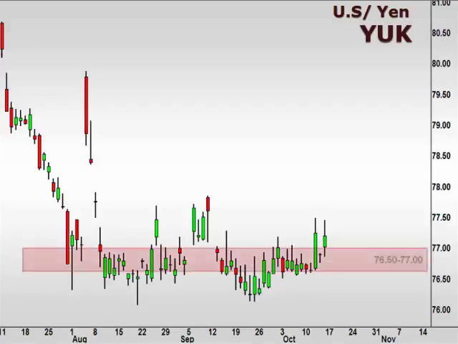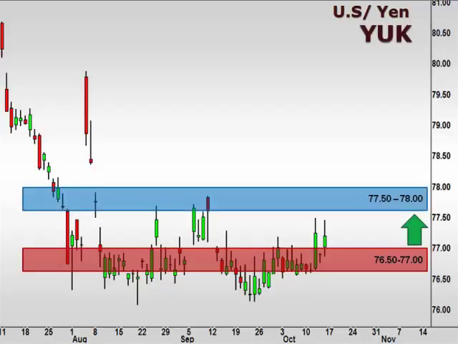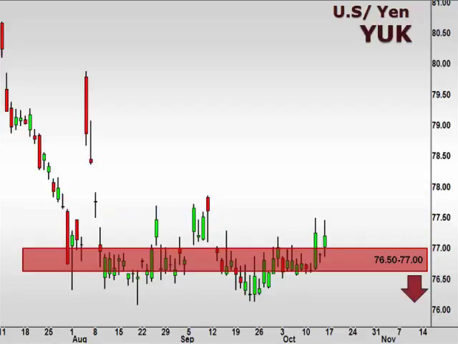Let's take a look at the YUK, the US versus the Japanese yen. Well, the YUK continues to trade within a close range. Last Friday's break above 77 opens the window for a test of 78. However, a break below 76.5 once again opens the window for a continuation lower.